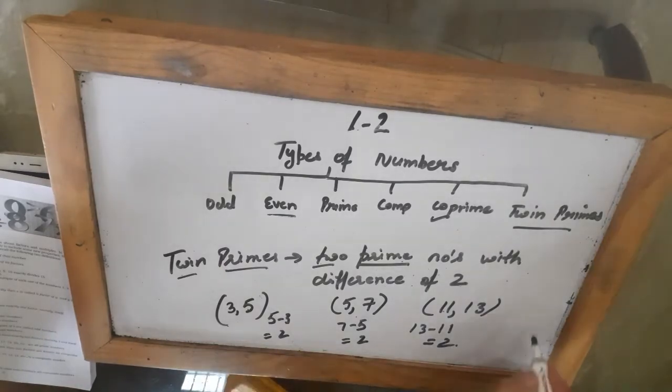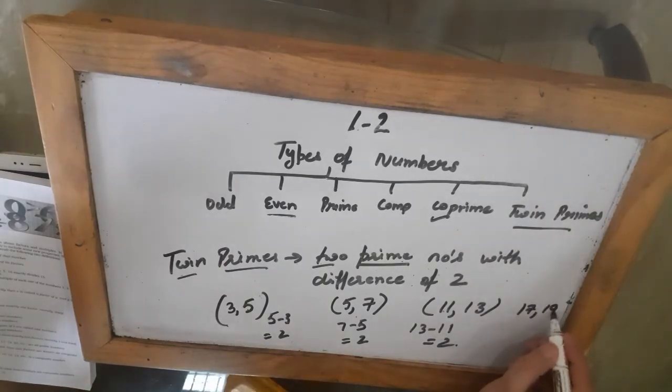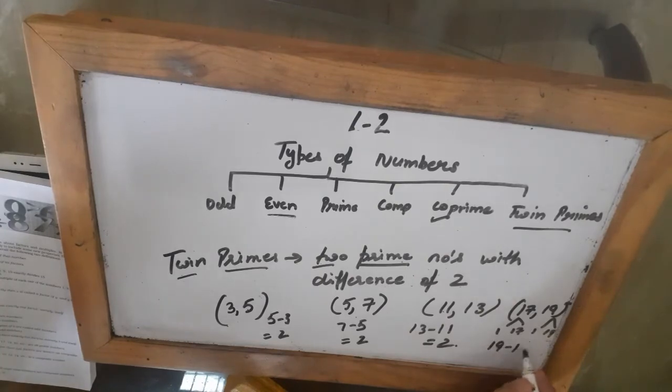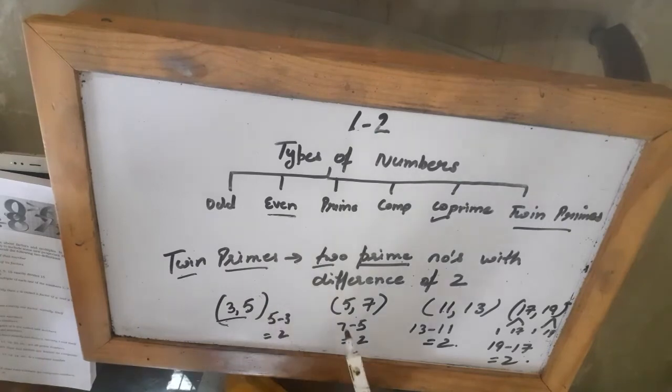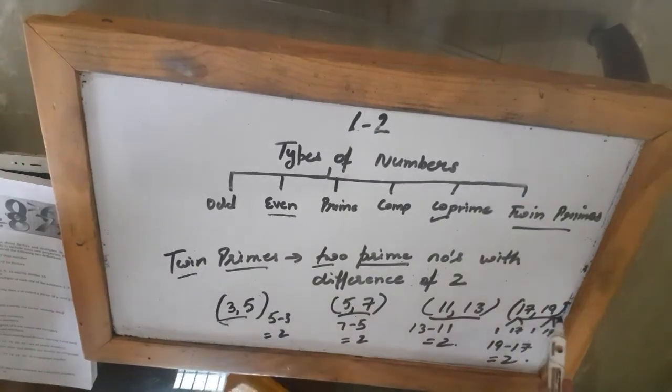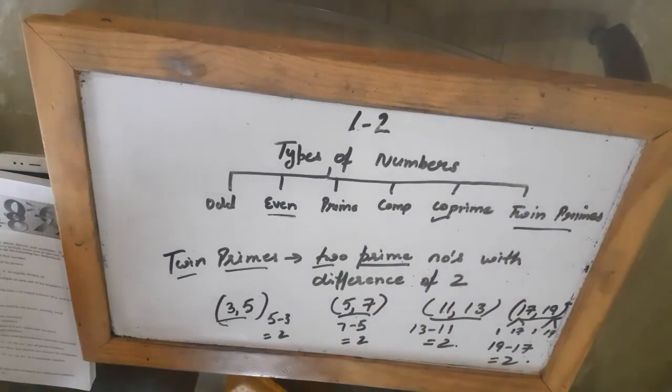One more example like 17 and 19. Both are prime numbers because they have only two factors, 1 and 17 and 1 and 19. Both are prime numbers, and when you subtract 19 and 17, you get a difference of 2. So all these, 3 and 5, 5 and 7, 11 and 13, 17 and 19, are twin prime numbers.